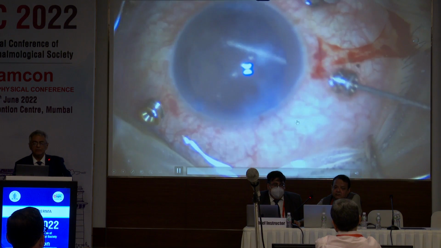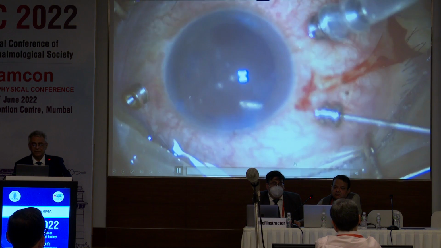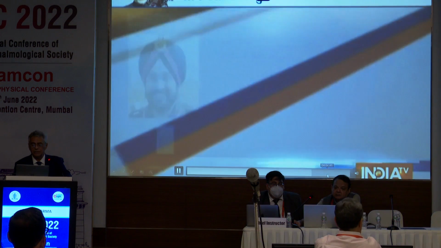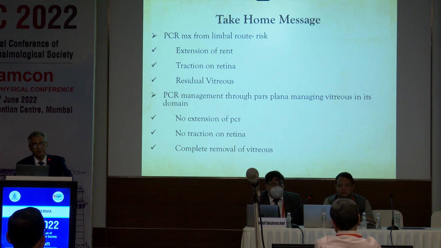So you see how the surgeon is taking care of this cortical matter and leaving behind enough capsular support. Now that this job is done, this is the message we wanted to convey: PCR management from the limbus route carries the possibility of rent extension, the possibility of traction onto the retina and the macula, and the possibility of leaving behind residual vitreous. And if you manage from the pars plana, the possibility of PCR extension will be less, traction will be less, and the possibility of removal is more.